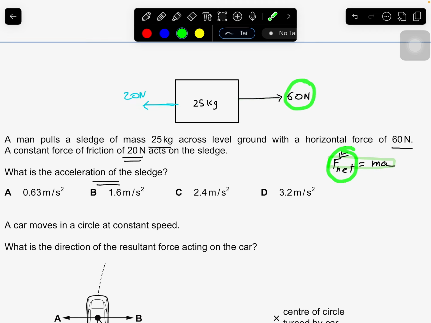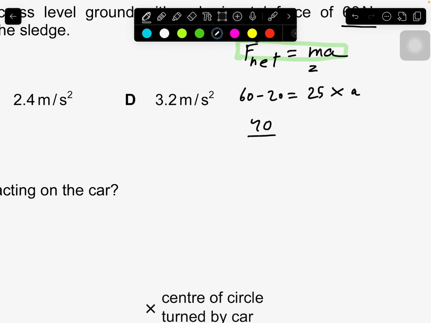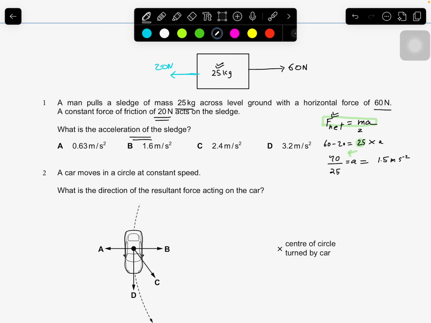So your net force will be 60 take away 20, which is 40. 60 take away 20 equals, what's the mass of the box? 25. And acceleration is what we're finding. 60 take away 20 is 40, over 25. Why over 25? Because 25 is multiplying here, so I take it to the other side and divide. And that is equal to your acceleration. That is 1.5, and the unit of acceleration is meters per second squared. So 1.6, sorry, not 5. 1.6 meters per second squared.